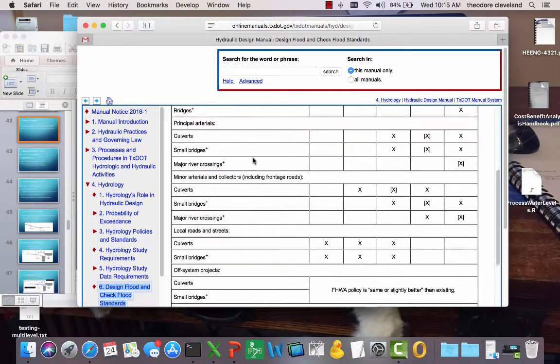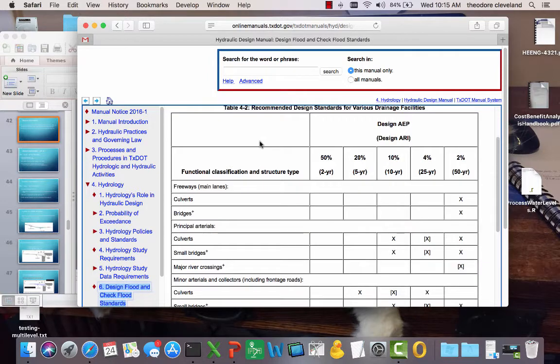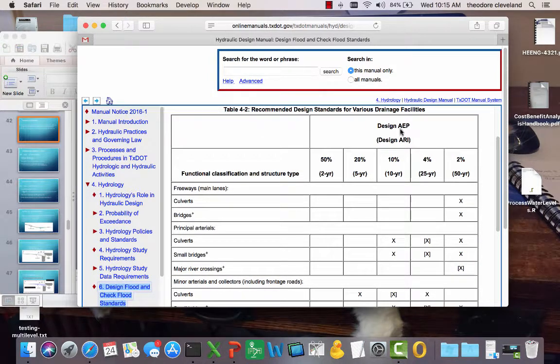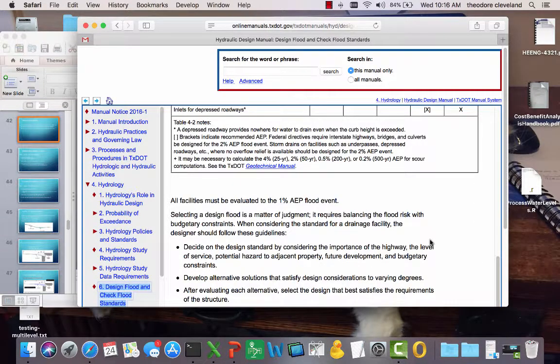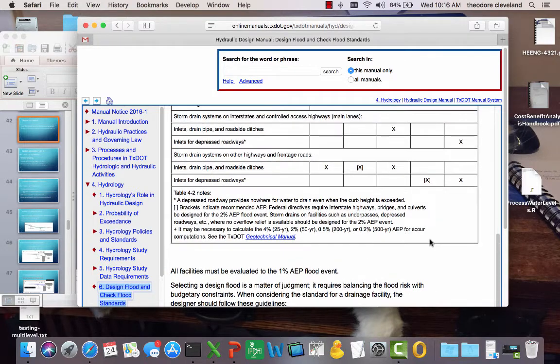Table 4.2 has recommended design exceedance probabilities for various facilities. The ones in the bracketed X's, I believe, are the recommended ones, and then federal directives override many of these things.